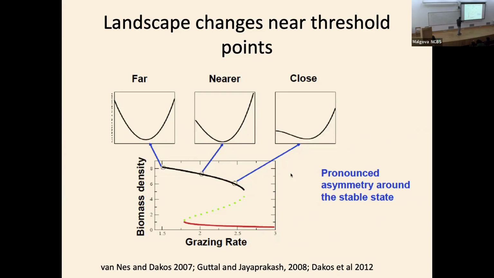As you are going close to the critical point, what are all the features that you're observing that are changing as you go from here to here to here? Basin of attraction is reducing. Yes. Okay. What else?